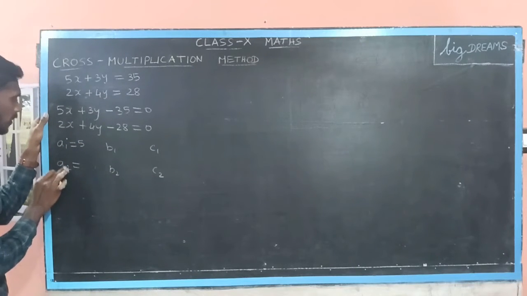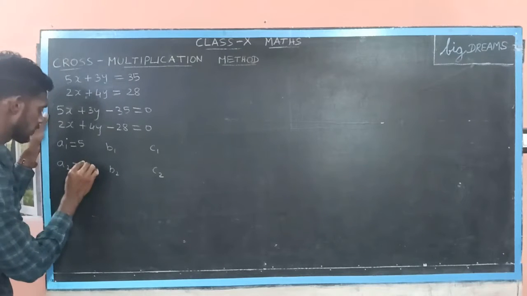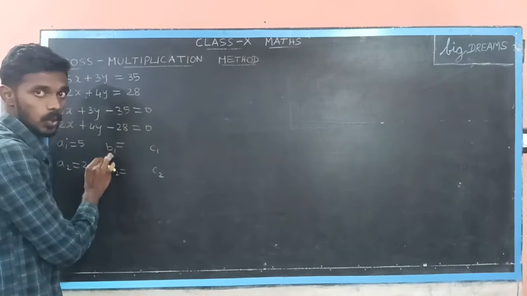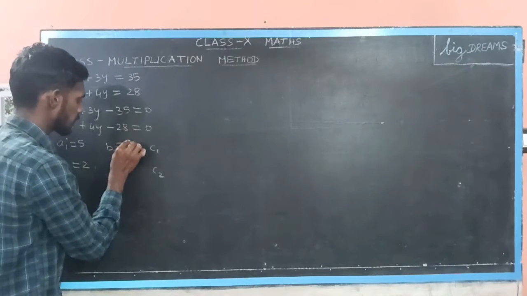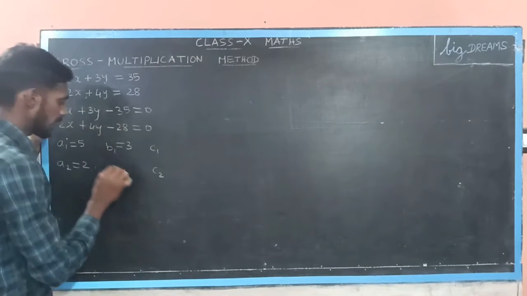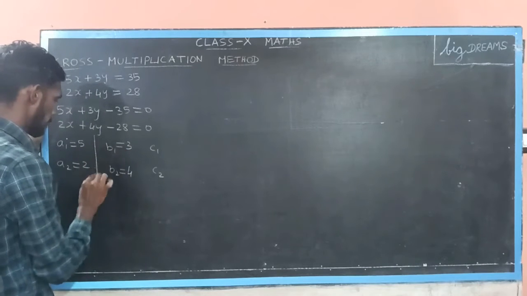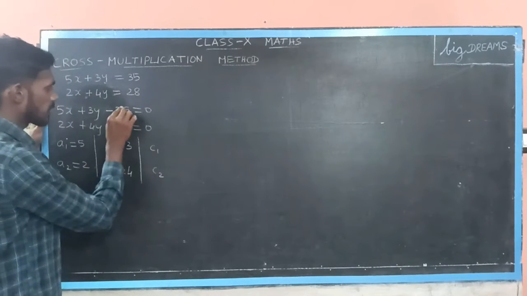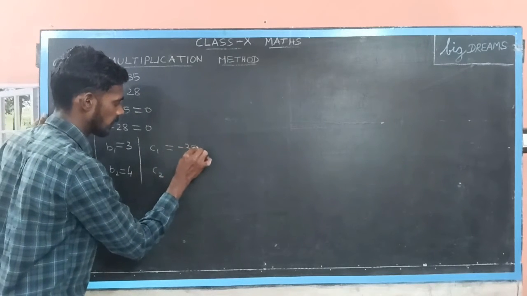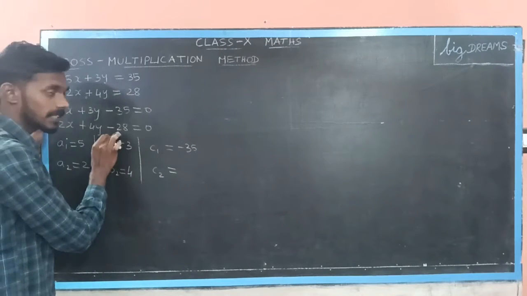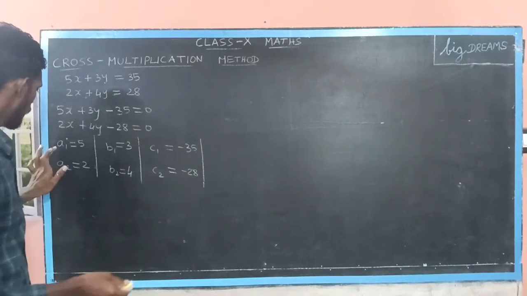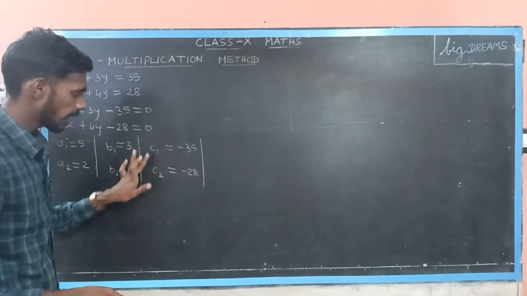Then a2 is the coefficient of x in the second equation, which is 2. Then b1, b2. b1 is the coefficient of y in the first equation, it is 3. Then b2 is the coefficient of y in the second equation, which is 4. Then constant c1 is the first constant term, it is minus 35. Then c2 is the constant term in the second equation, which is minus 28.